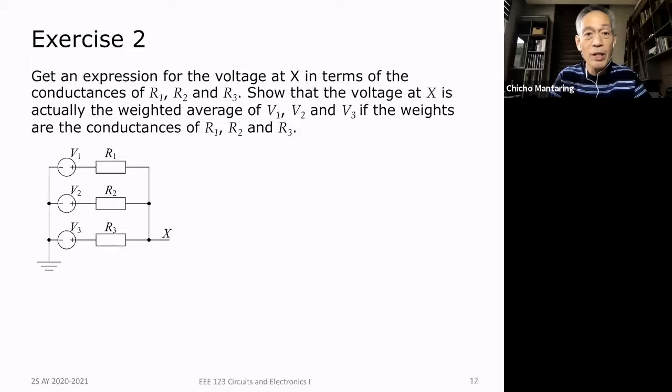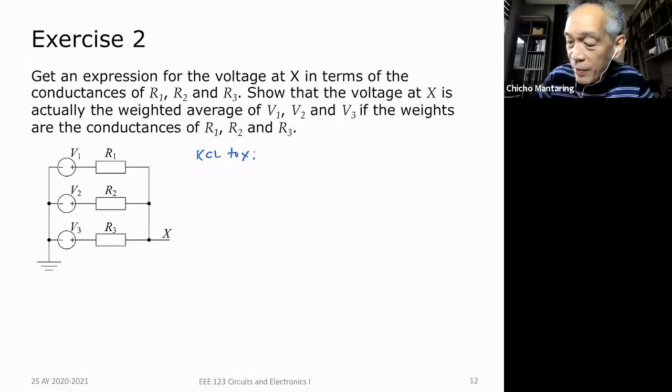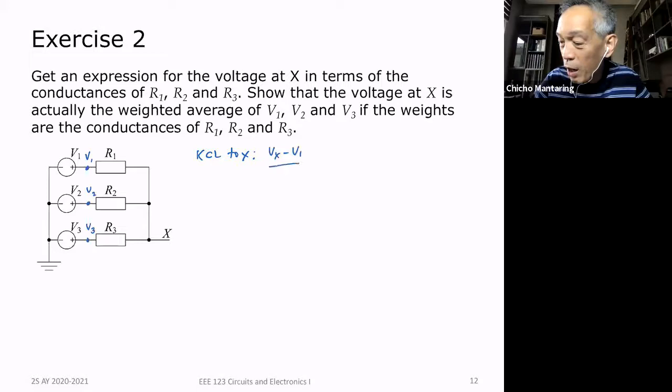Okay, so let's do this. No? Show that the voltage at X is actually the weighted average of V1, V2, and V3 if the weights are the conductances of R1, R2, and R3. So, let me apply KCL to X. Okay. So, if this is my reference, what is the voltage at this node? The voltage at this node is V1. No? The voltage at this node is V2. And the voltage at this node is V3. Right? So if I apply KCL to X, I have Vx minus V1 over R1, okay, plus Vx minus V2 over R2, plus Vx minus V3 over R3. This is equal to 0.